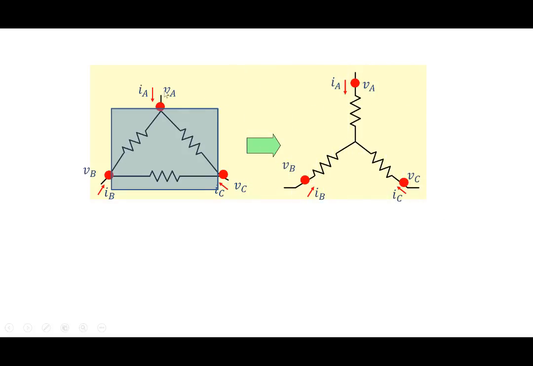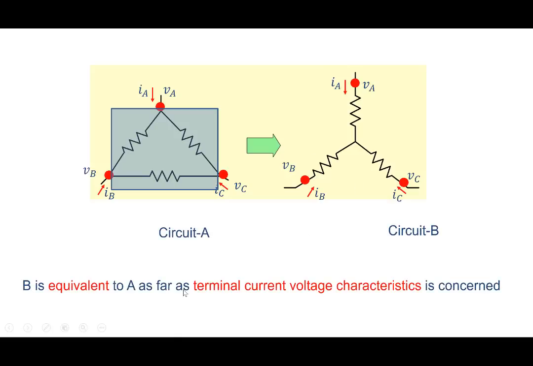In what sense? Well, if you apply VA, VB, VC here, currents IA, IB, IC flow. If you apply VA, VB, VC here, the same currents IA, IB, and IC flow. Exactly the same current would flow here. So in that sense, from the terminal current voltage characteristics, the two circuits are similar. This is circuit A, and this is circuit B, and B is equivalent to A as far as terminal current voltage characteristics are concerned. From an external point of view, if you go inside, the two circuits are different. In fact, this circuit has a node here, which you don't see at all in this particular circuit here, right? So they're different.